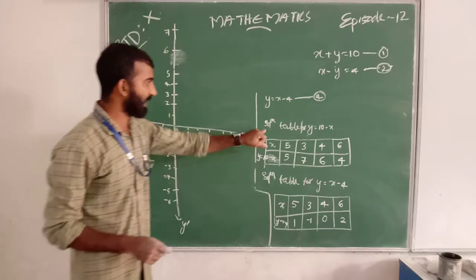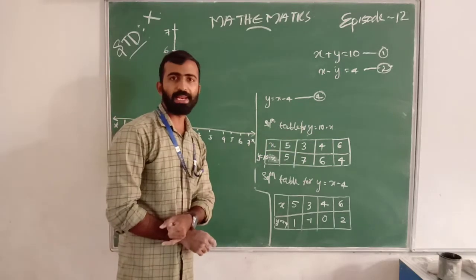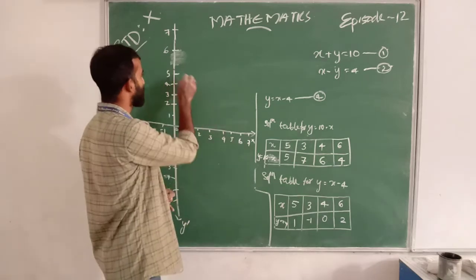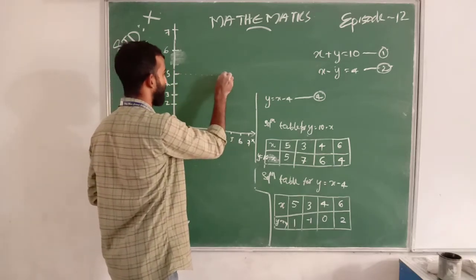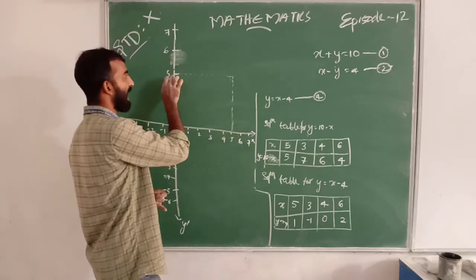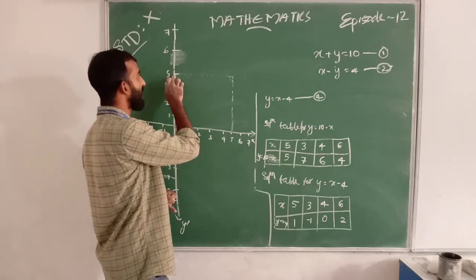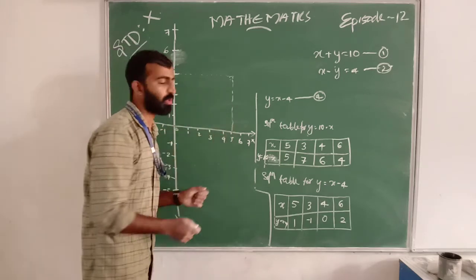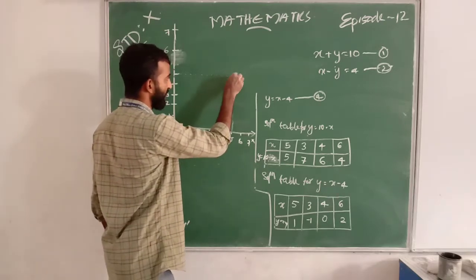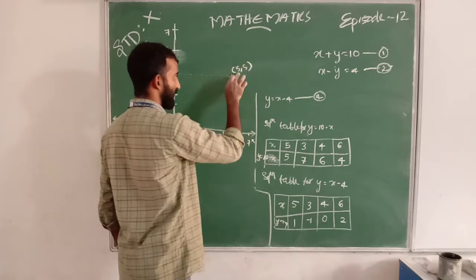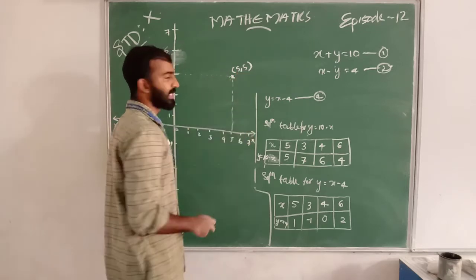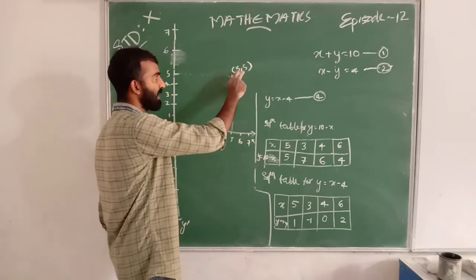First graph is for y equal to 10 minus x. That is, the x point is 5 and the y point is also 5. You must draw a perpendicular line from 5 on the y axis and also a perpendicular line from the x axis at the point 5. So we get the point 5, 5. You must write the x coordinate in first position and the y coordinate in second position.